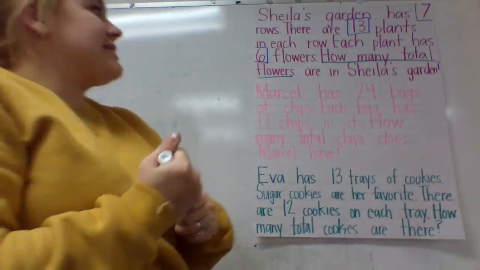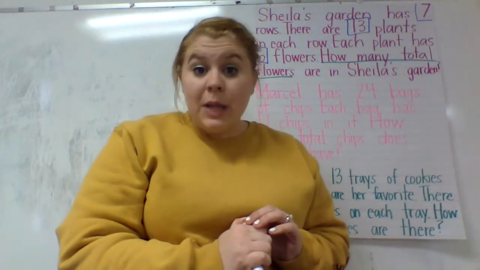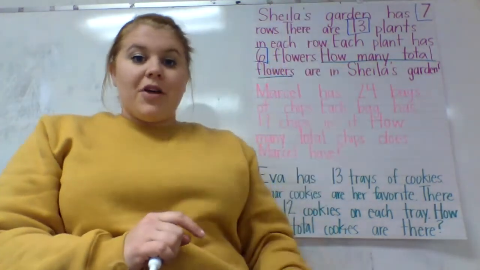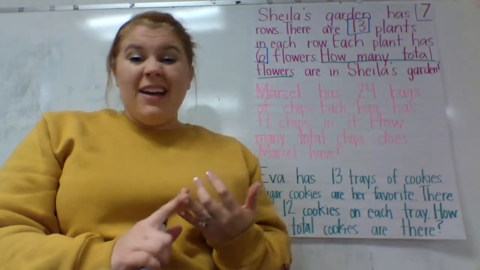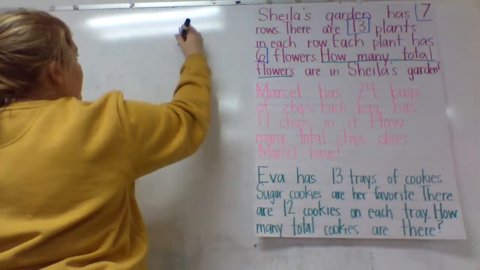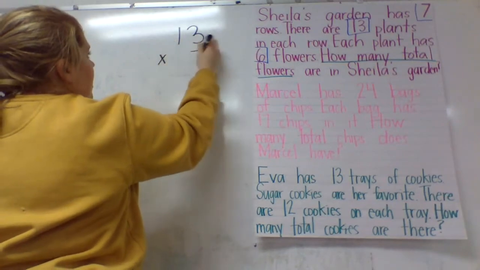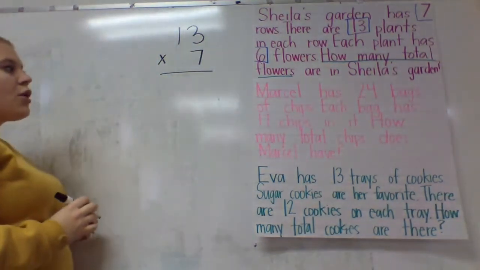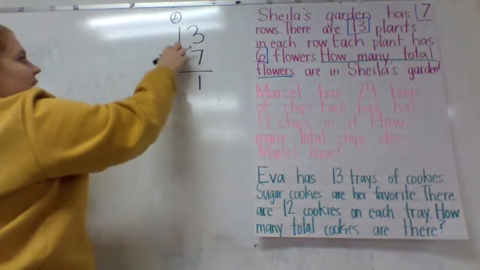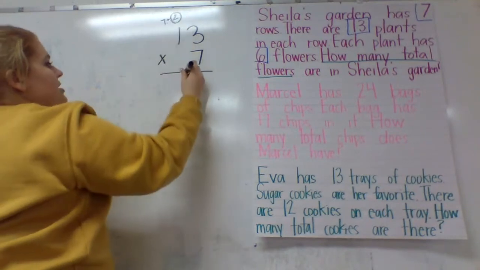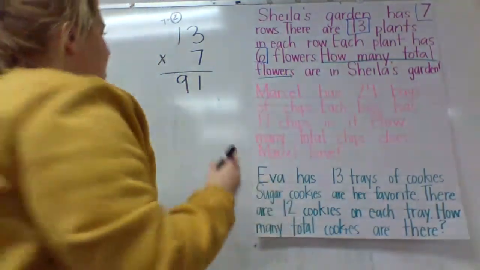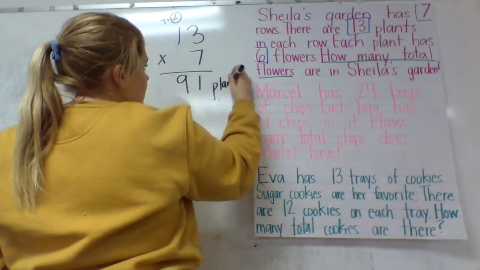So we know that there are 7 rows, and there are 13 plants in each row. So will 13 plus 7 tell me how many? If it's 7 by 13, addition's not going to help me. Subtraction and division aren't going to help me. So I know that I need to multiply these two numbers. 13 times 7. 3 times 7 is 21. My 2 up here. 7 times 1 is 7, plus 2 is 9. So I know Sheila's garden has 91 plants.